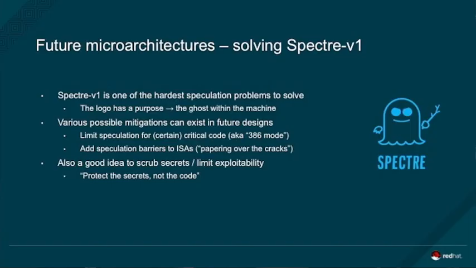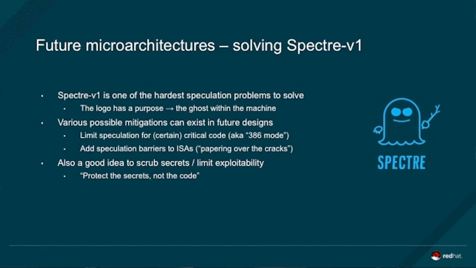One of the big challenges is solving speculative variant 1. I think that's going to be a huge problem. There's a reason they chose this ghost, because it is going to be something that lingers in our machines for a long time. There are various ways we can try to proceed. Of course, we could restrict speculation, aka the 386 mode. It's probably not a good idea.